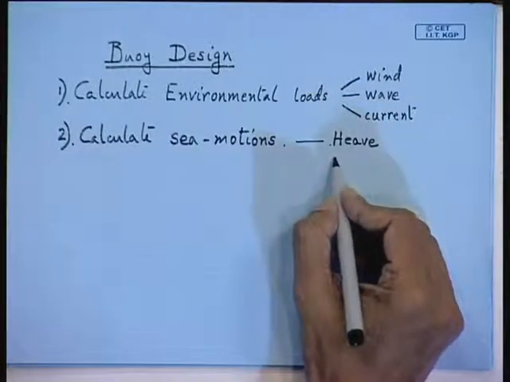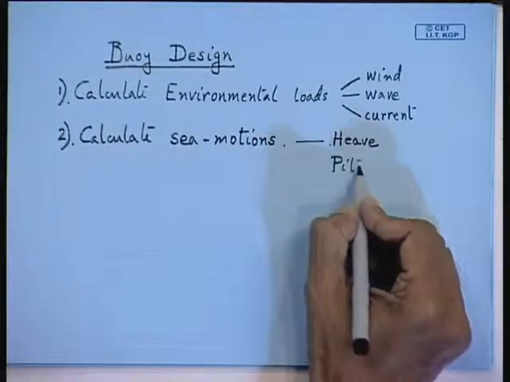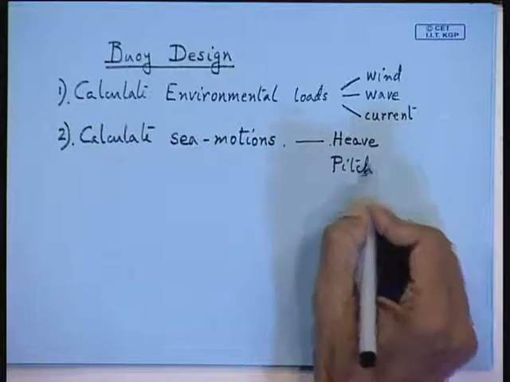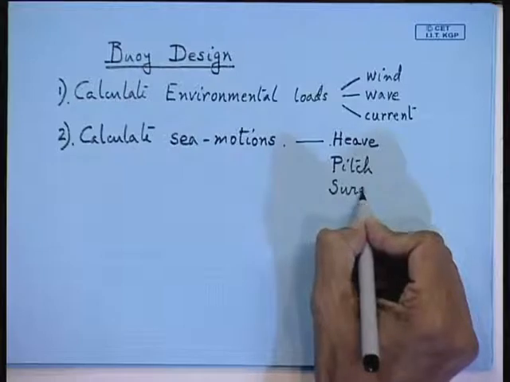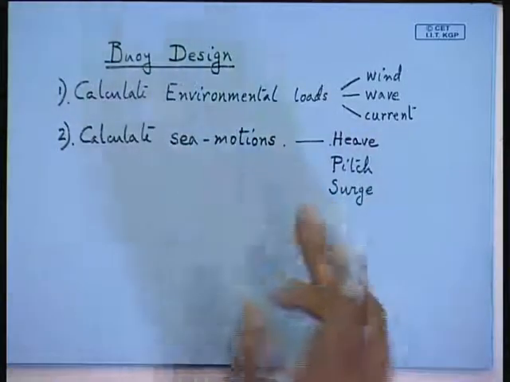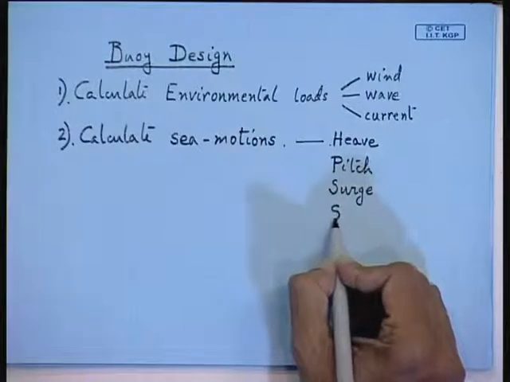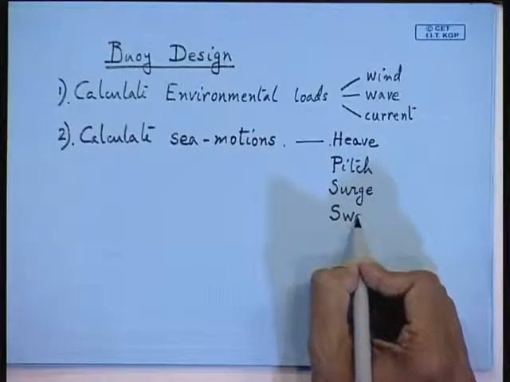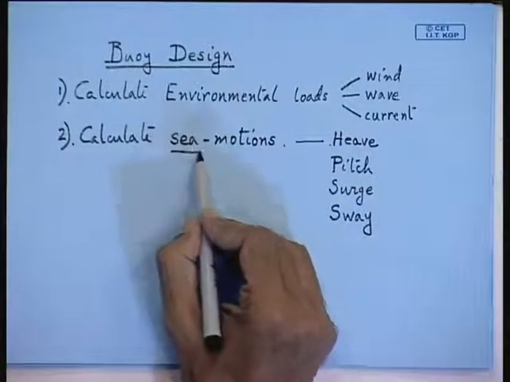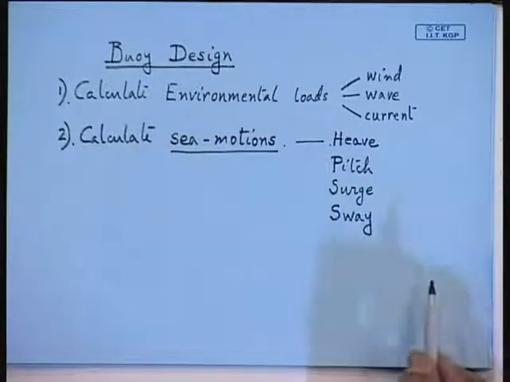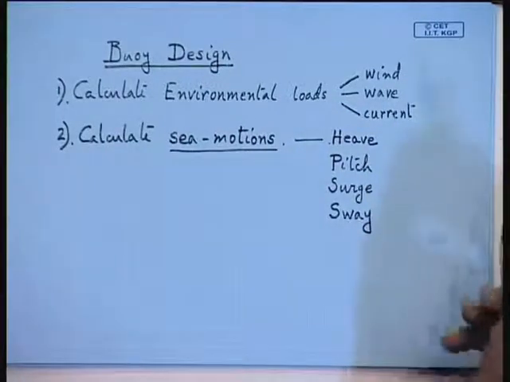What are the other motions? Pitch. Pitch is another detrimental motion, and surge and sway motions. Surge is in the longitudinal direction, the translation, and the sway. So, these motions have to be calculated: heave, pitch, surge and sway motions. Now, how do you calculate that?